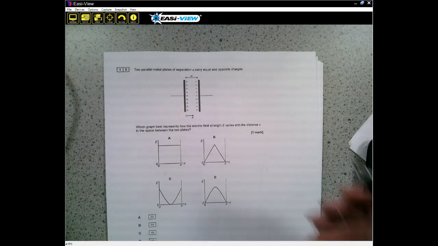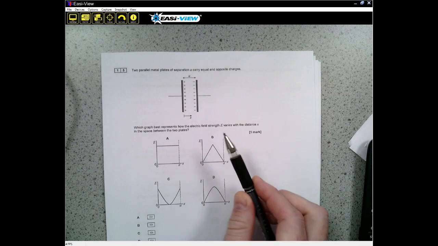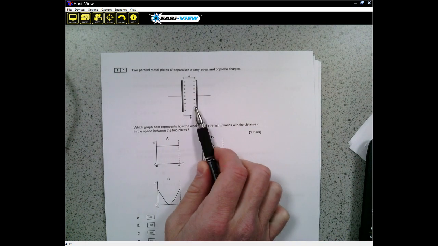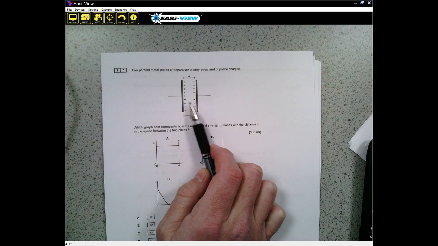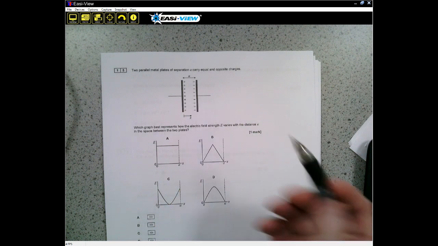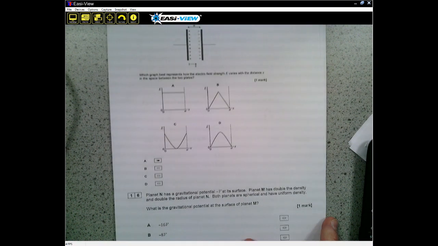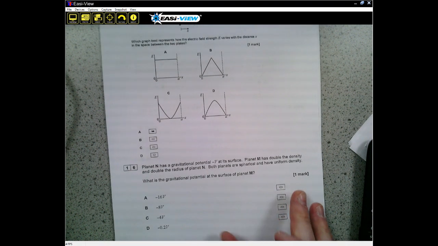Okay, this one, we've got two parallel plates. And if you were to draw the field lines, you would be drawing parallel lines equally spaced. And from GCSE, you should know that if you've got equally spaced parallel lines, then the field strength is uniform. Uniform means that it's the same strength at all the different points. So this one is just A because it's the only one that has the same field strength all the way along. So they're trying to catch you out there.